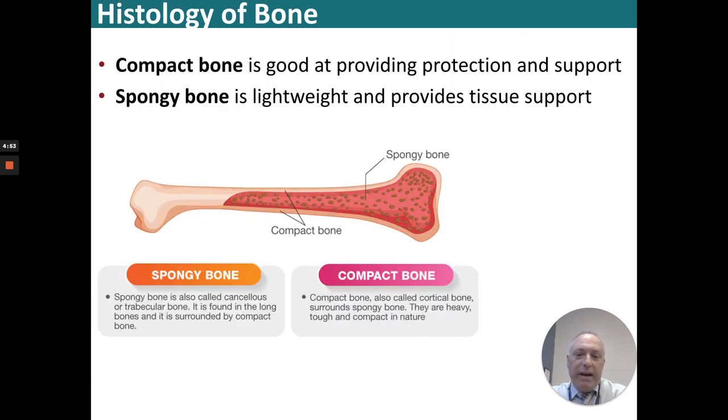So long bones have two different portions, the compact exterior, which provides protection and support, and the spongy, lightweight interior. So the compact bone, also called cortical bone, surrounds the spongy bone, and it's heavy and tough and compact in nature. The spongy bone, also called cancellous or trabecular bone, it is found in long bones, and it's where the marrow is.